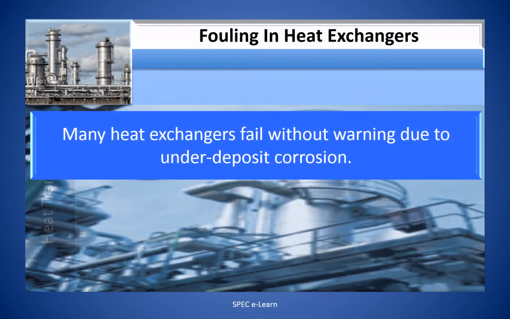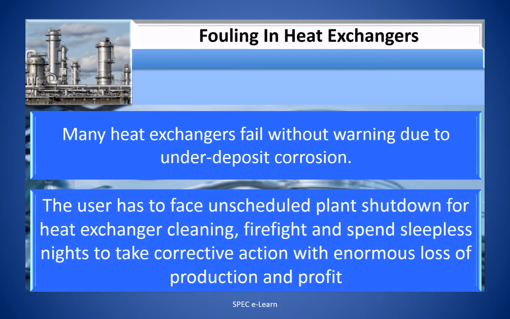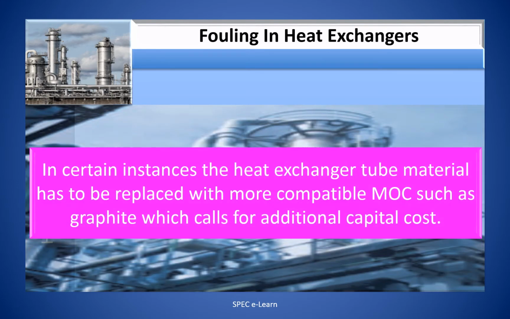Many heat exchangers fail without warning due to under-deposit corrosion. The user has to face unscheduled plant shutdown for heat exchanger cleaning, firefight, and spend sleepless nights to take corrective action with enormous loss of production and profit. In certain instances, the heat exchanger tube material has to be replaced with more compatible MOC such as graphite, which calls for additional capital cost.